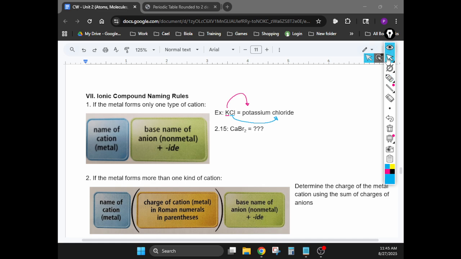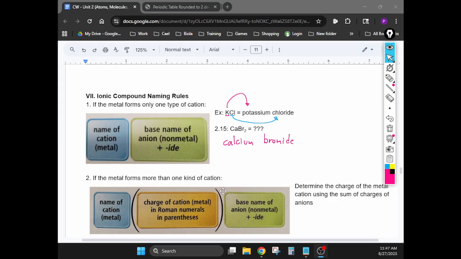Okay, so see if you guys can take a minute and do 2.15, CaBr2. Oh, also, the number doesn't matter, so don't worry about the number. Write the name of CaBr2. All right, guys. So, calcium bromide. Pretty good with that? Cool. Ca is calcium. Br is bromine, but we changed the ending to -ide.